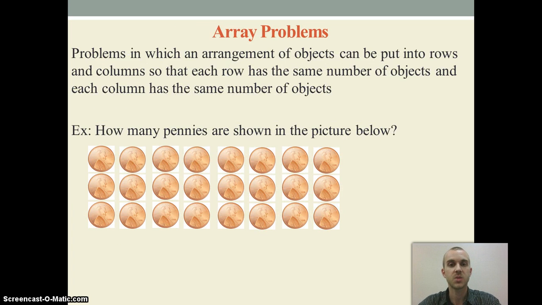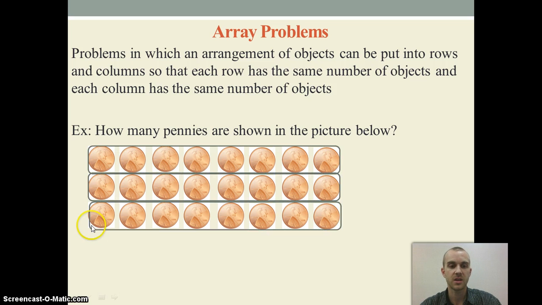Now there are different types of problems we can handle in multiplication. One of those is called an array. In an array problem, we have our objects arranged in rows and columns so that every row has the same number of objects and every column has the same number of objects. For example, say I want to know how many pennies are in this picture. I can group by rows or I can group by columns. If I group by rows, I'll see that I have 3 groups, and in each group I have 8 pennies, giving me 24 total pennies.